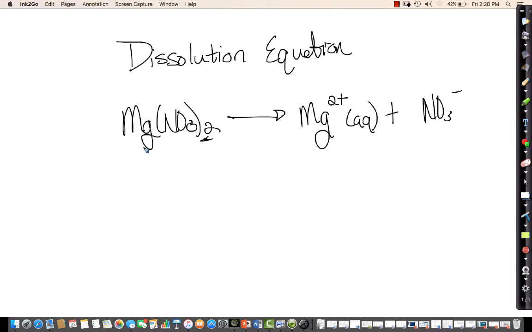For every 1 mole of this that dissolves, I have 2 moles of my nitrate. So when you're writing an equation for when something dissolves into water, or the dissolution equation, you're basically just pulling the ions apart. So it's not reacting. All you're doing is just pulling the ions apart. So you need to make sure you have charges, make sure you have states of matter, and make sure you have the right number. So if you have 2 nitrates here, you should have 2 nitrates on this side too.